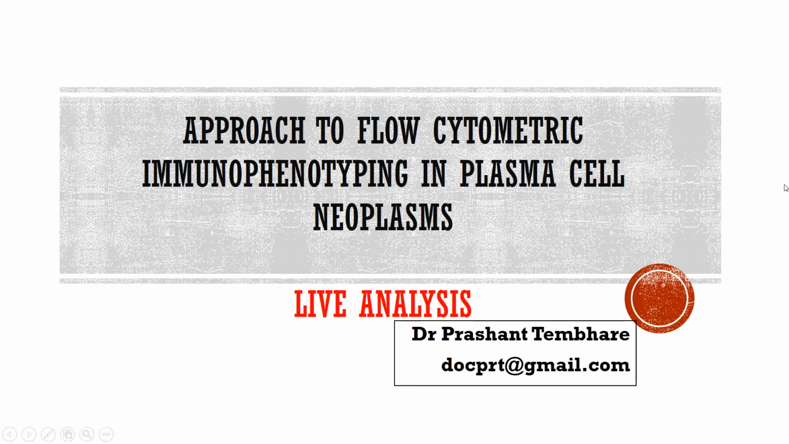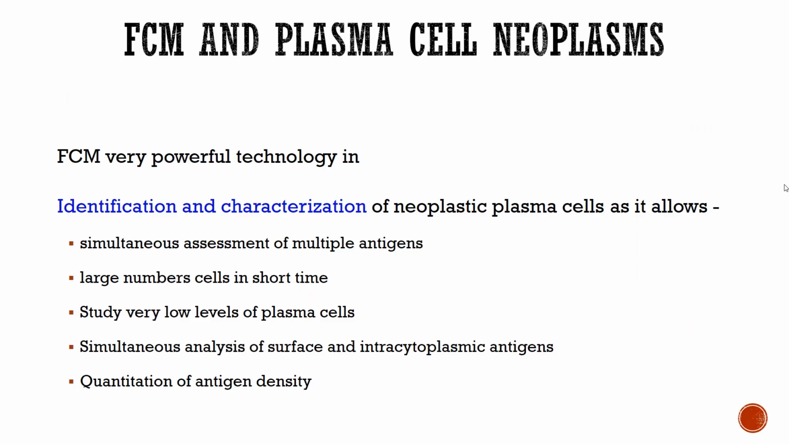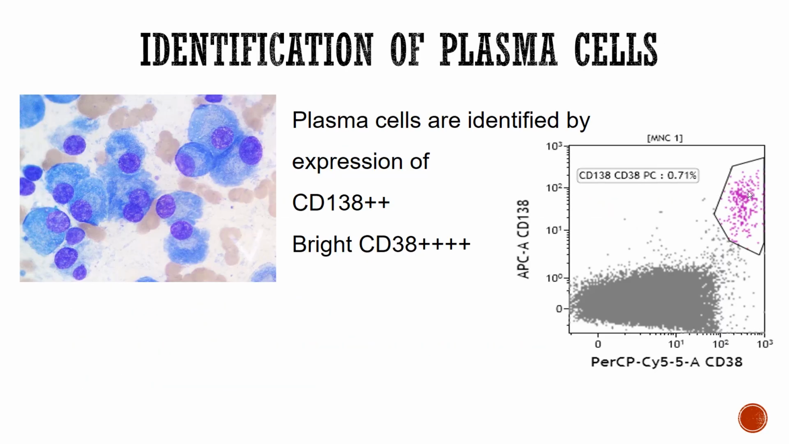And before going to that, let's revise a few points which are useful for the live analysis. So we identify plasma cells. Traditionally, we are using CD138 and CD38. You can see here the CD38 and 138. So plasma cells are nicely, brightly expressed by using CD138 and CD38, although all these markers have limitations that we can discuss later on.